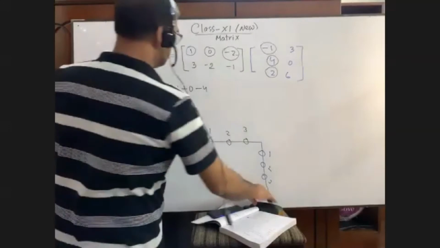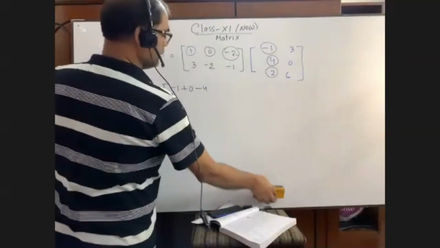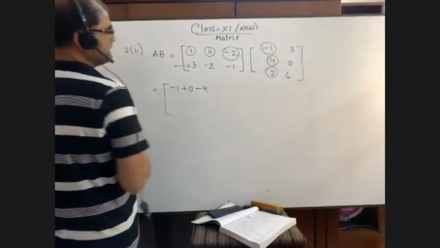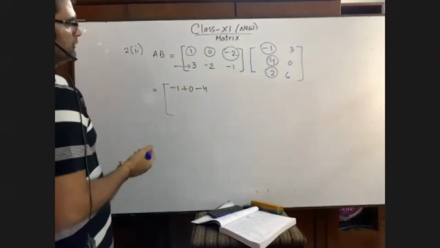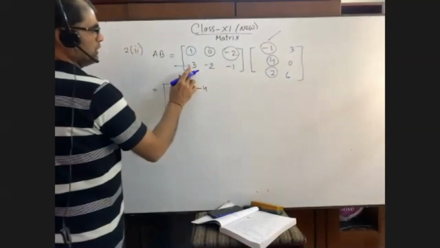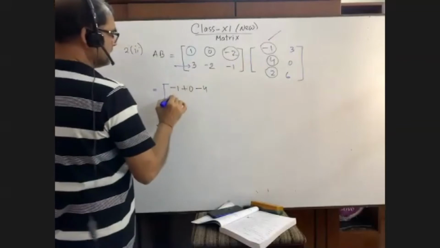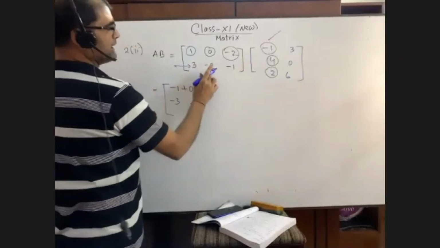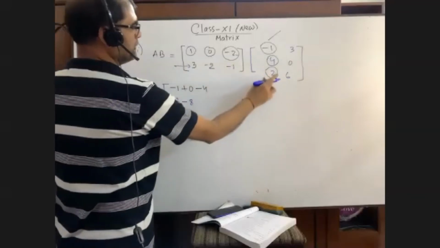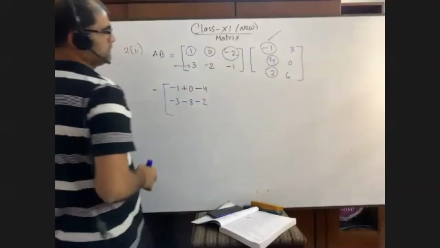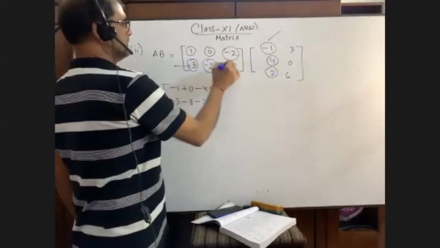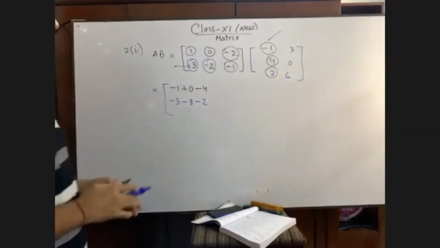Okay, now you see we are going to the second row. Very good. Second row, but first column. This is the first column and this is the second row. 3 into -1, that is -3. -2 into 4, that is -8. -1 into 2, that is -2. So we are done also. This is done. Okay. Now what is left here?